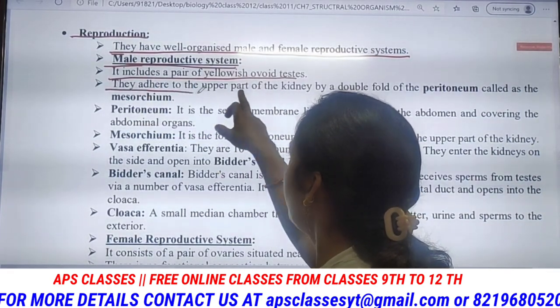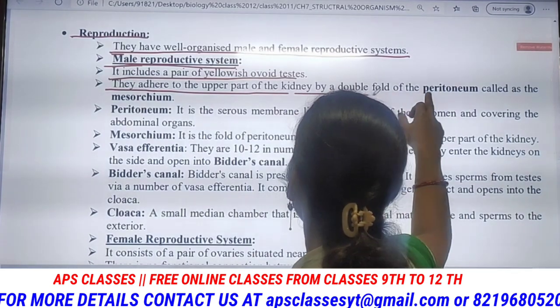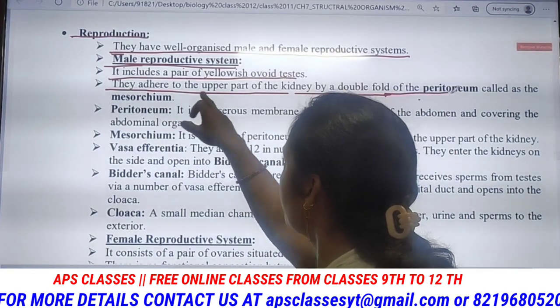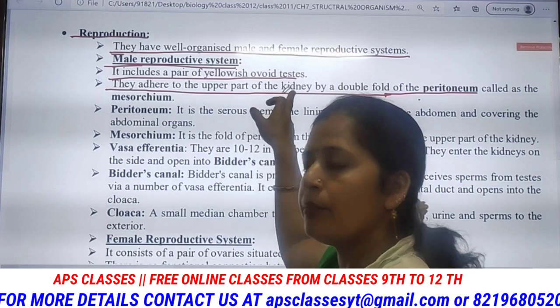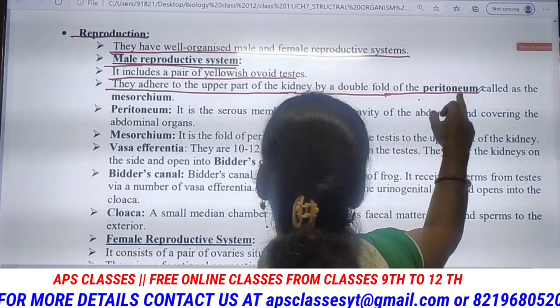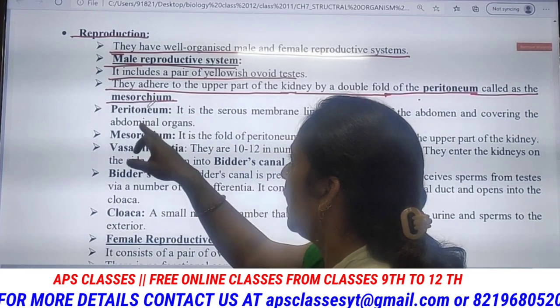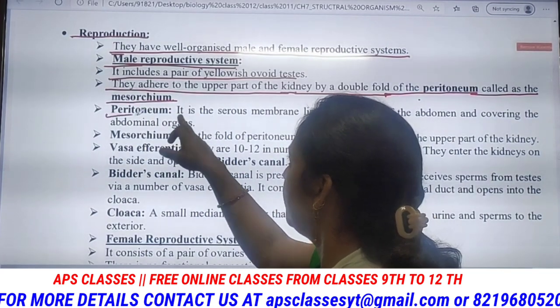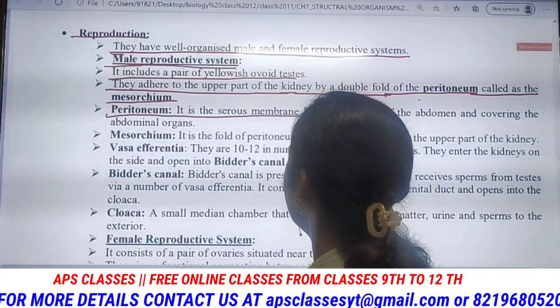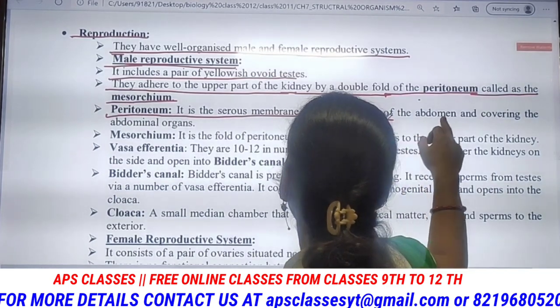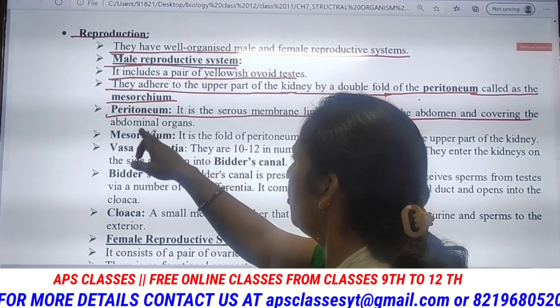They adhere to the upper part of the kidney by a double fold of the peritoneum, that is called the mesorchium. And next is the peritoneum. It is the serous membrane lining the cavity of the abdomen and covering the abdominal organs.